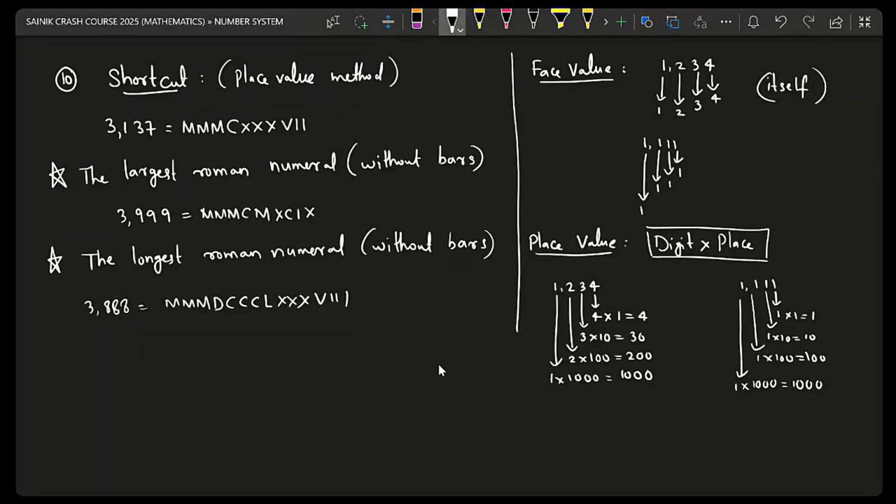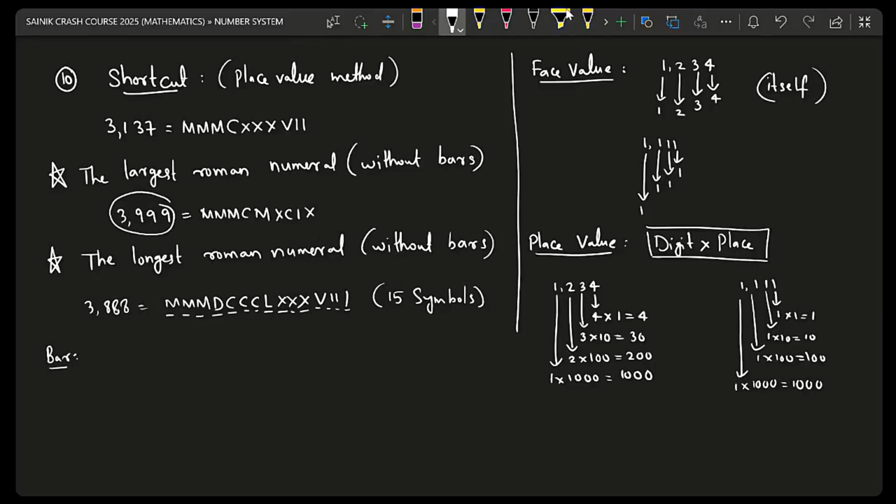VIII. So you can see how many symbols are there: 1 2 3 4 5 6 7 8 9 10 11 12 13 14 15. So 15 symbols we used. That's why it is called the longest Roman numeral without bars. Okay, next. So what is this bar above any Roman numeral? The maximum Roman numeral that we can write is 3999 without using bars.